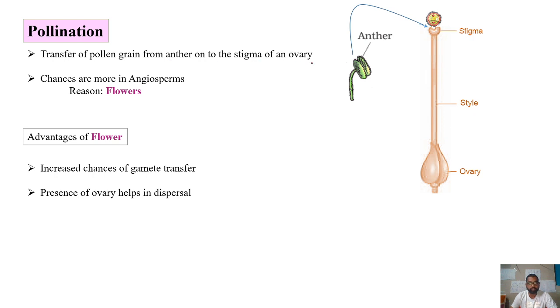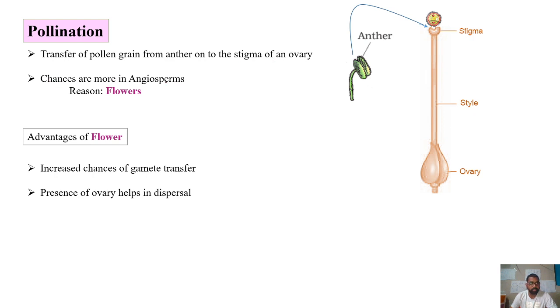In the case of gymnosperms, there is no ovary, stigma and all these things. The ovules are naked there. So therefore pollination in the case of gymnosperms is the transport of pollen grain directly to the ovule. So no stigma there. So we are looking into the definition in the case of angiosperms.